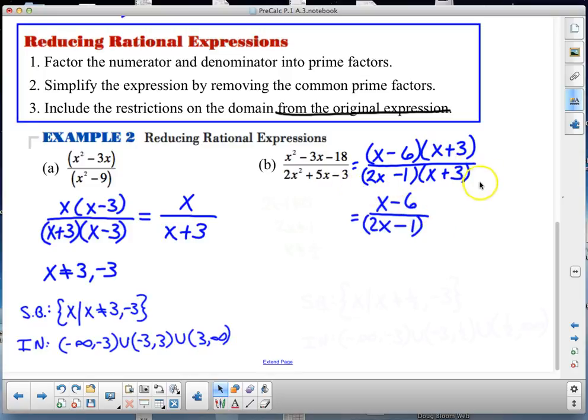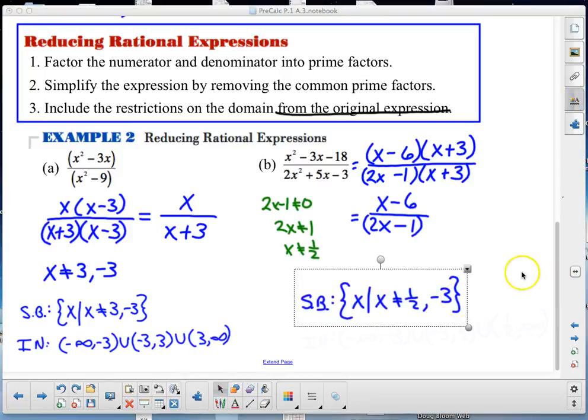But my domain is based on the original problem. So because of that, I've got to solve for when 2x minus 1 is 0 or not 0. 2x minus 1 is equal to 0 when x is a half. So I can't have x be a half. And then x can't be negative 3. So it can't be a half and it can't be negative 3.